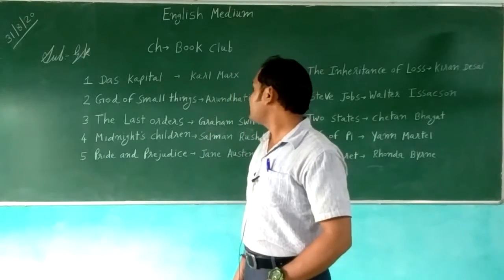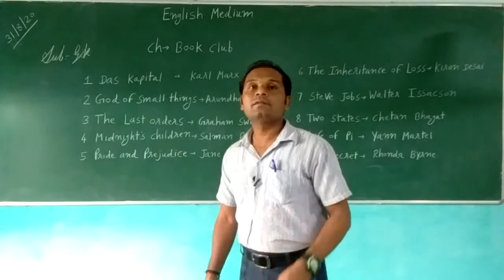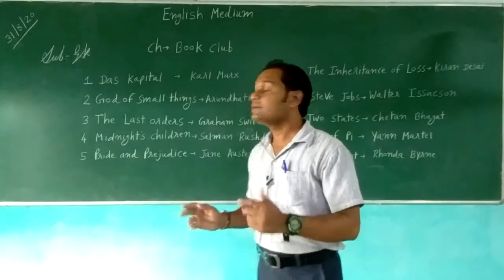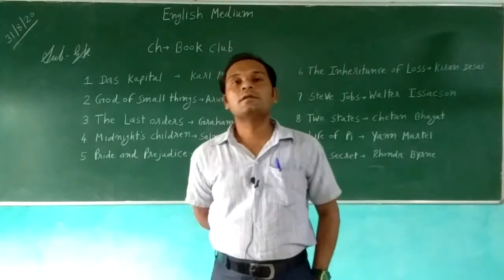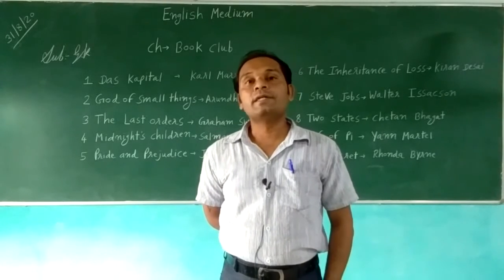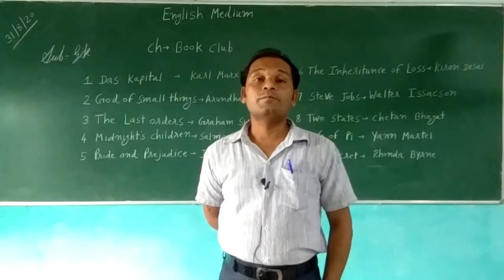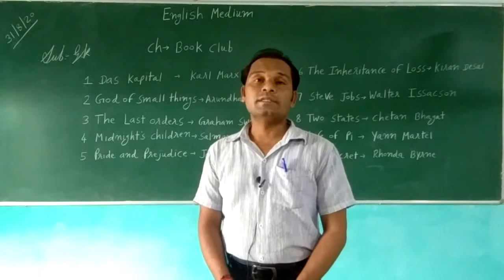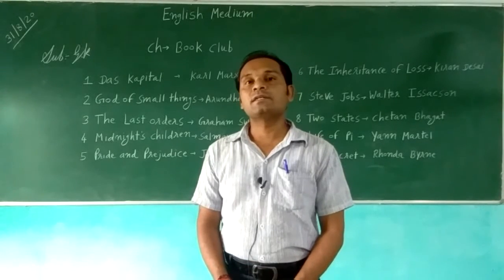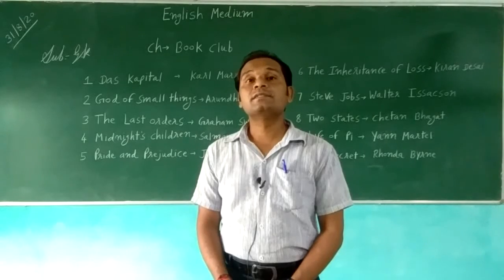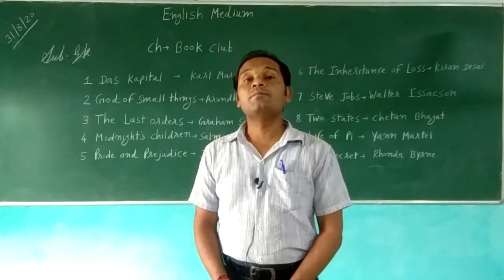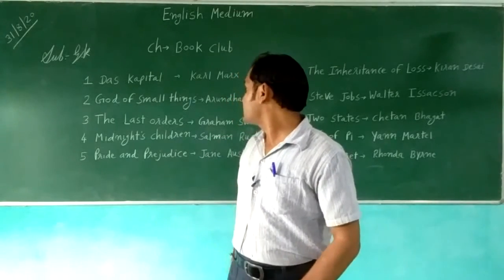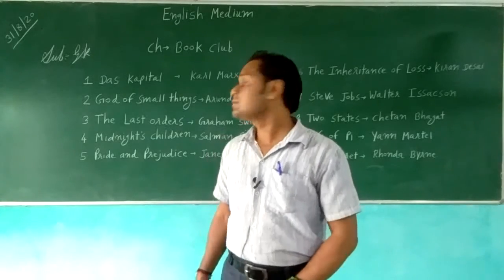Next is Midnight's Children. It is written by Salman Rushdie. Childbirth happened at midnight time. At midnight, a child's birth happened. So that book is written by Salman Rushdie, and he mentioned many things about the midnight children, that childbirth happened at midnight, and about that the book Midnight's Children is written by Salman Rushdie.